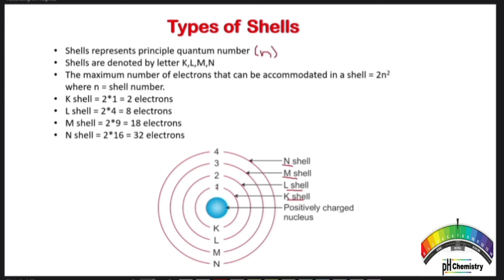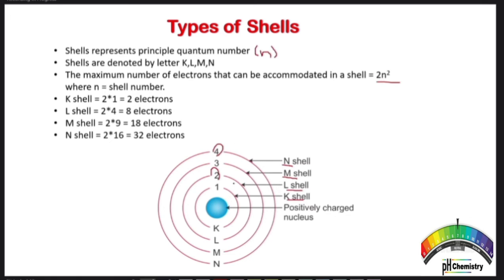So for the first shell the principal quantum number is 1, for the second shell it is 2, for the third shell it is 3, and for the fourth shell it is 4. The maximum number of electrons that can be accommodated in one shell is equal to 2n square, where n is the principal quantum number I told you, and the value of n will be 1, 2, 3 and so on.